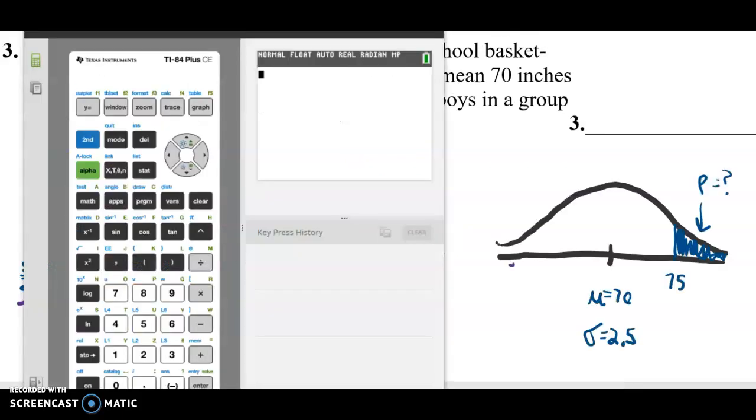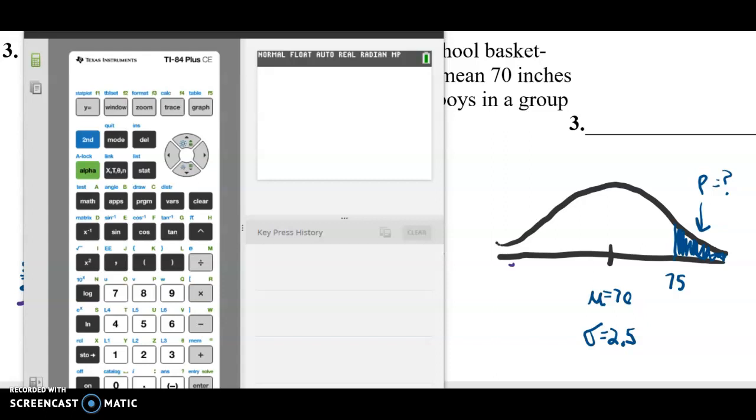We can also do this problem using our calculators. As you can see in my diagram I've drawn on the right, I've drawn a normal distribution with a mean of 70, and I noted that sigma is 2.5, and then I want to find out the probability of a number being greater than or equal to 75. So I shaded in to the right of 75, so it's greater than, and I wrote P equals question mark, because that's what I'm looking for.